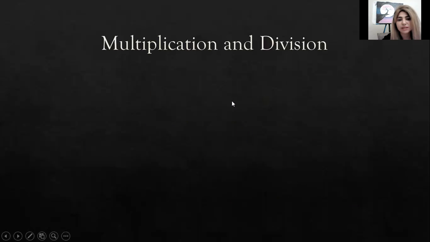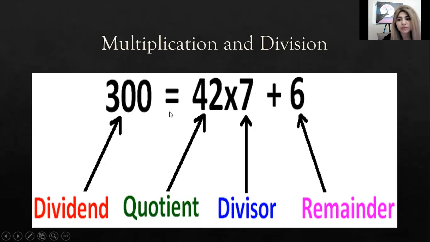First thing, I have this example: 300 equals 42 multiply 7 plus 6. When I see this equation, I write that 300 is the dividend, 42 is the quotient, 7 is the divisor, 6 is the remainder. Why? Because 7 will come here down the 300. So you have to remember these words.